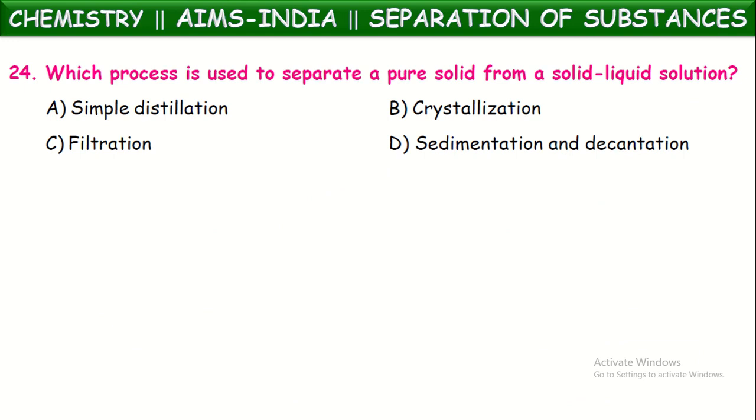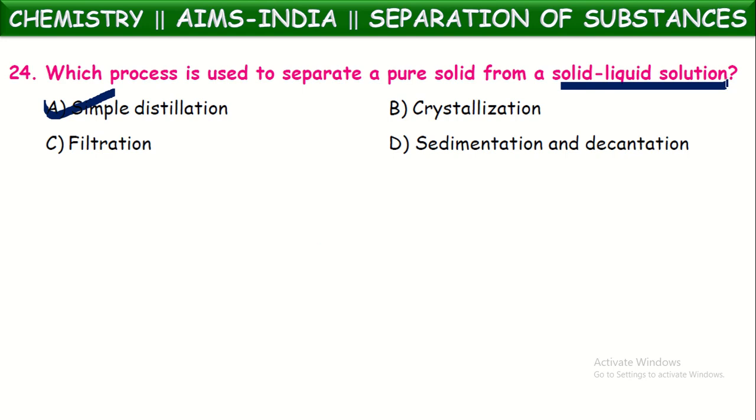Next question. Which process is used to separate a pure solid from a solid liquid solution? For the separation of a pure solid from a solid liquid solution, we can use distillation process, crystallization, filtration, sedimentation, decantation. Out of these all, the better one is a simple distillation process because they have mentioned here a solid liquid homogeneous mixture.